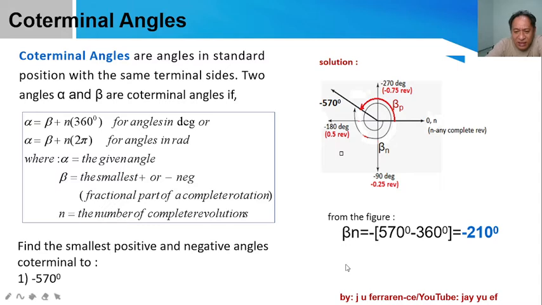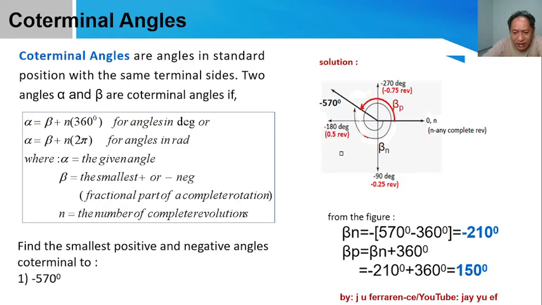How about the smallest positive angle? We can consider the smallest negative angle, and if we are after the smallest positive, just add the smallest negative angle with 360 degrees. So, minus 210 plus 360 degrees gives you 150 degrees. If you are confused with the formula, you can always go back to your figure. If this is 30 degrees, then this is 180, so that means this is 150 degrees as the answer. That can be taken from the geometry of the figure.